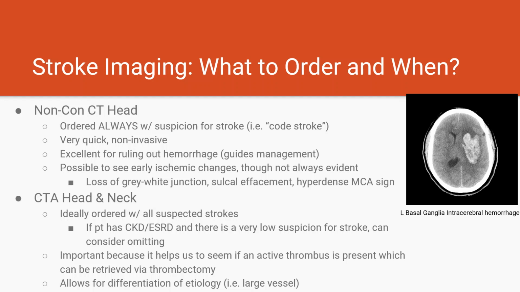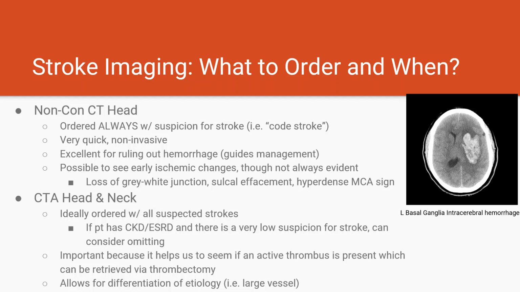I'll discuss this more in the neuroradiology lecture, but you'll see certain signs such as a loss of gray-white junction, or sulcal effacement, or a hyperdense vessel sign. Next, as I mentioned, vessel imaging, and specifically a CTA, is imperative in stroke management. While you can consider omitting this in cases where you have a low suspicion of stroke and in patients with CKD, it's really an important test for two reasons.